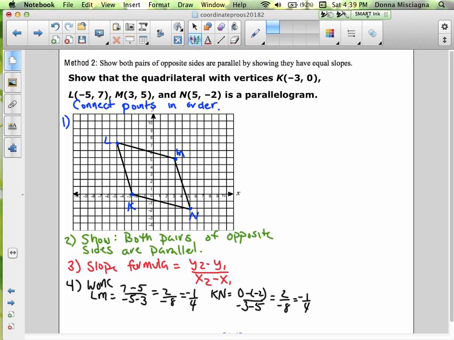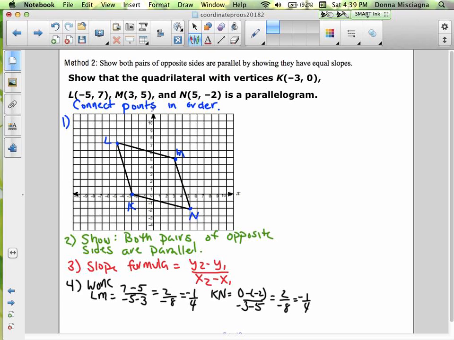I'm just going to keep on going. It's a good thing I color coordinated it. So everything in black is our work. Now we can see that those 2 have the same slope. How about the other 2 sides? Because remember, it's not enough to have one pair of opposite sides parallel. That's a trapezoid. We need 2 pairs.